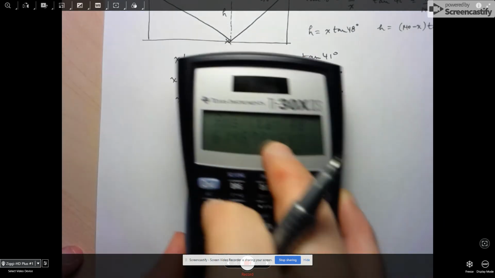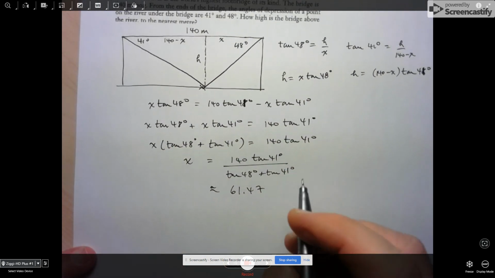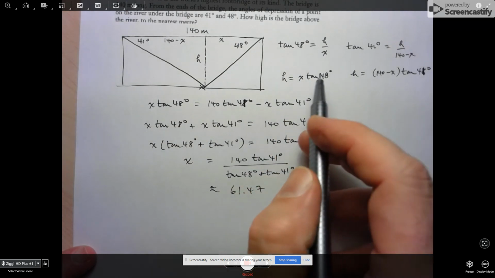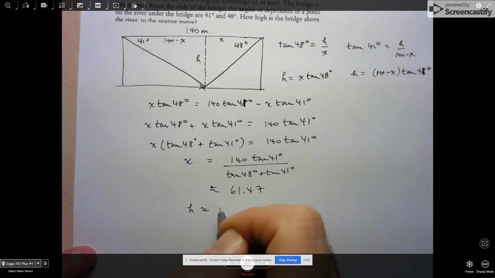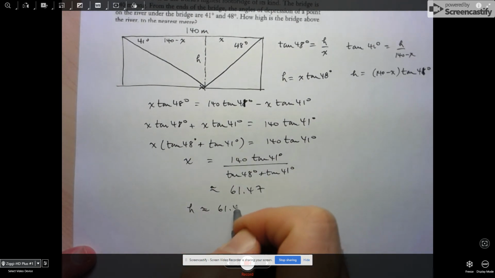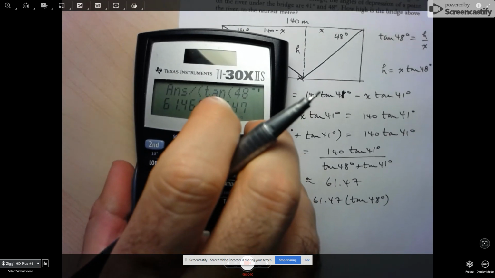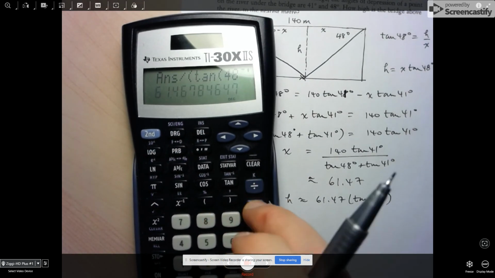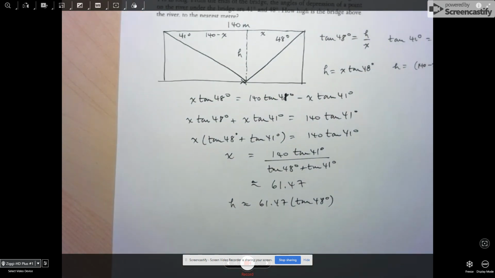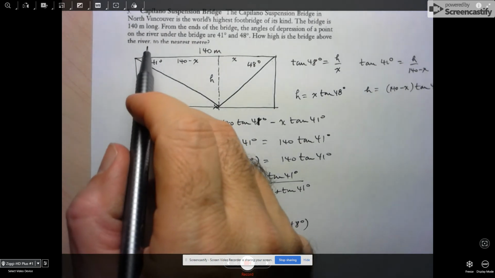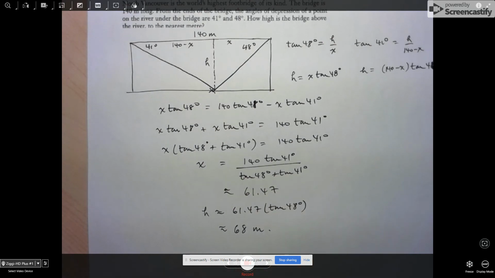Okay, but of course it's not actually x that we're interested in. We're interested in h since we're looking for the height. So that's where we can take this value and input it into one of these to find h. I'll choose that one there because that looks quite a bit easier. So h is approximately equal to x, which was 61.47 times tan of 48. And so here I still have that number in my calculator. So times tan of 48. And we have 68.3. Okay. Now I notice here in the question they say to the nearest meter. So it'll just be 68 meters. And there you have it.